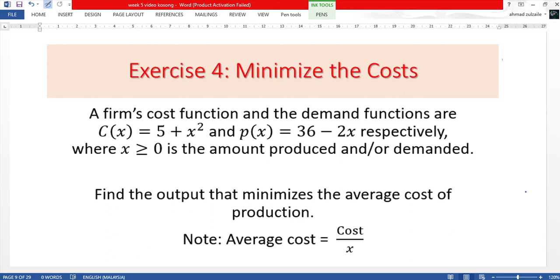Okay, now question number 4, exercise number 4 for minimize the cost. I mentioned just now, usually kita akan tanya 2 juga. Either dia tanya for minimize the cost ataupun minimize the average cost. So let's take a look at this exercise number 4.